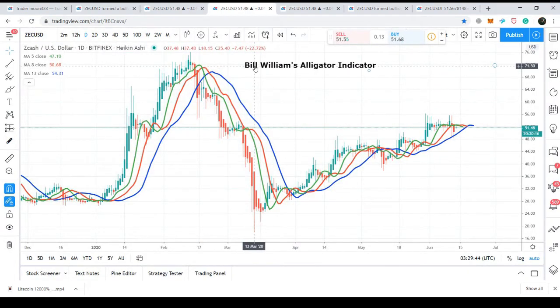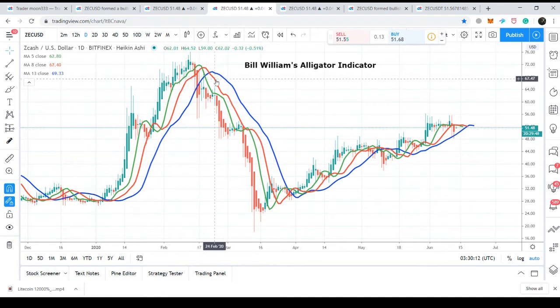Now if we place the Bill Williams indicator on this daily chart, this is a very important indicator to catch the bearish and bullish rallies, and these are basically three simple moving averages. This green one is the smallest one with the time period of 5. This red one is bigger than the 5 moving average, that is 8, and this blue one is 13. This is called the jaw, this is called the teeth, and this is called the lips of an alligator mouth.